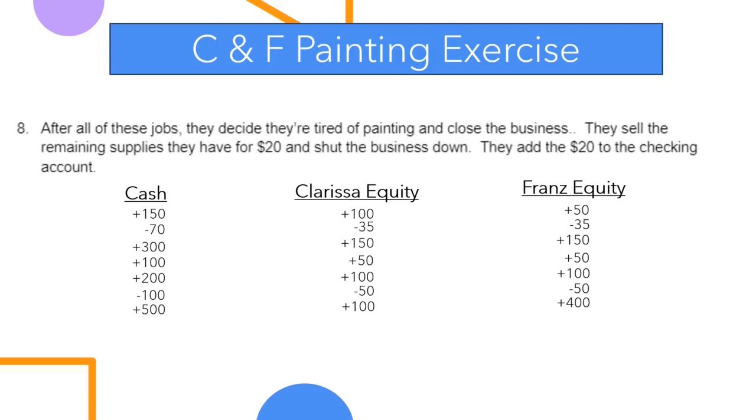Then we decide to close the business and sell our supplies and everything that we have left. We've been using those supplies, so we only have $20 left, but we do get $20 in cash. So cash goes up 20, and if we split that, it's 10 for Clarissa and 10 for Franz. If we add up all of these totals, we end up with cash of $1,100. That's how much they should have sitting in their bank account. How much of that money should each one get? If I add up these totals that I've been dividing out, Clarissa should get 425 and Franz should get 675.